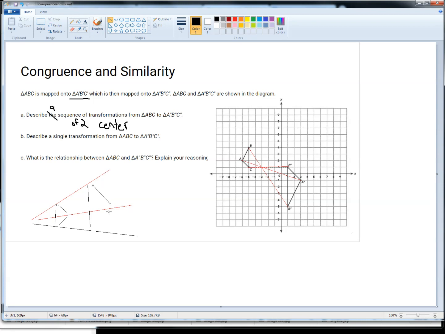But there's an interesting thing that happens when you connect your points to your primes. If the center of dilation is in between. See how the center of dilation here is in between the two shapes? There's something cool. This is actually going to be a negative dilation. So the scale factor is -2.